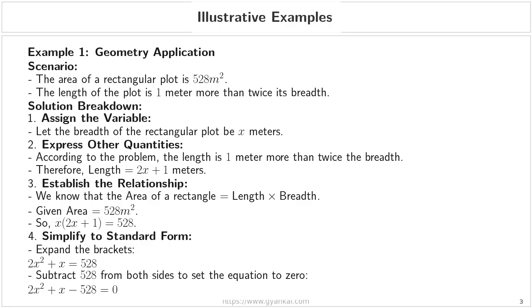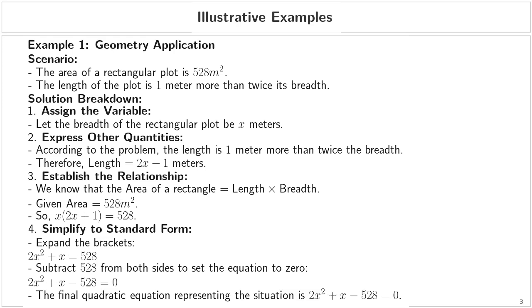Step 4. Simplifying to standard form. To make this a proper quadratic equation, we need to expand the brackets and set the equation to 0. When we distribute the x, we get 2x squared plus x equals 528. Finally, to reach the standard form we saw in the previous slides, we subtract 528 from both sides. This leaves us with our final quadratic equation, 2x squared plus x minus 528 equals 0. We have successfully translated a real-world word problem into a mathematical model. In the next slide, we will see how this same logic applies to a problem involving number theory.